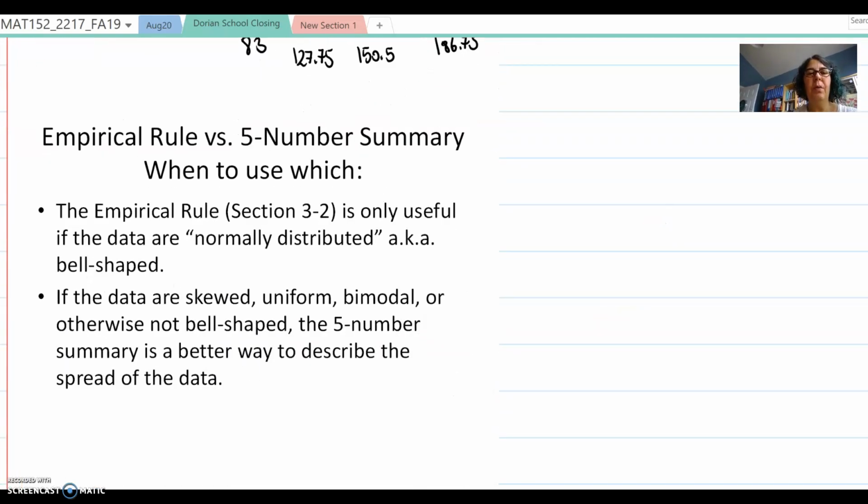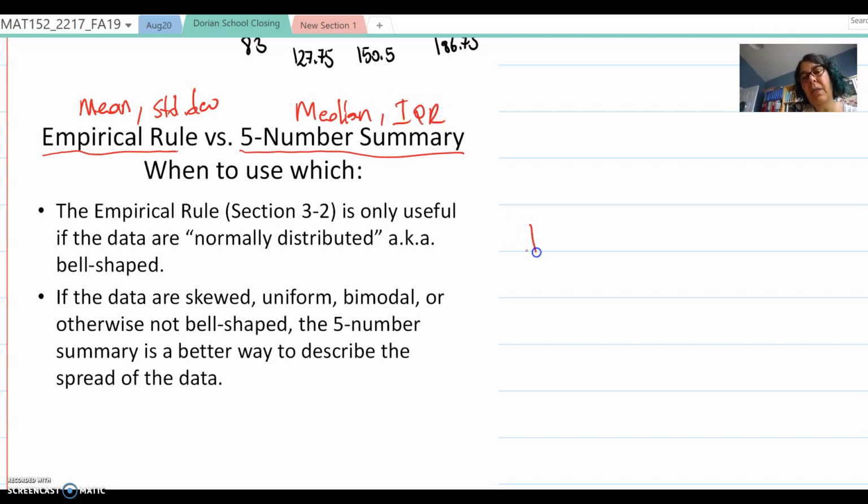So how and when do we use the empirical rule versus the 5-number summary? We have underlined that many times. If you're using the empirical rule, it means that we're going with mean and standard deviation. If you're using median, then we're going with the 5-number summary, in which we have the IQR. And IQR is the difference, Q3 minus Q1.